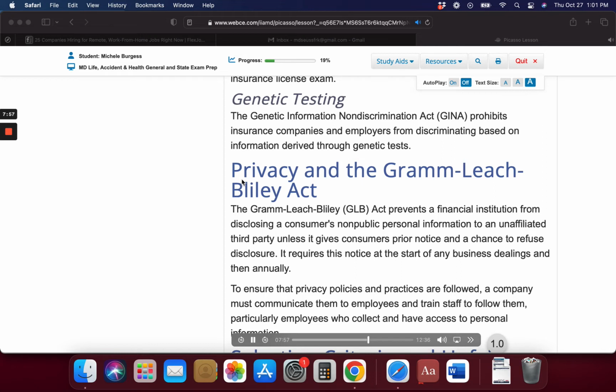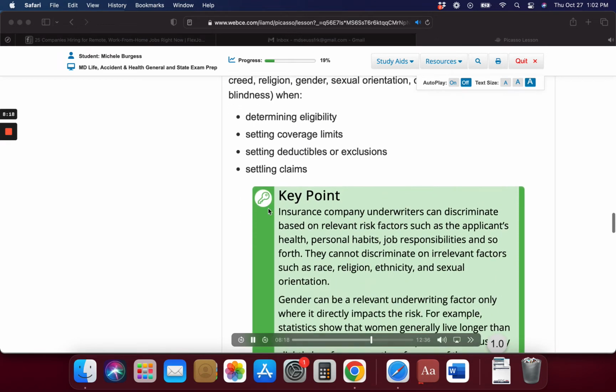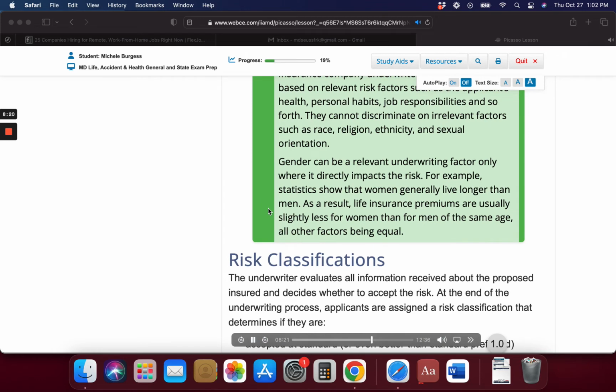Key point: insurance company underwriters can discriminate based on relevant risk factors such as the applicant's health, personal habits, job responsibilities, and so forth. They cannot discriminate on irrelevant factors such as race, religion, ethnicity, and sexual orientation. Gender can be a relevant underwriting factor only where it directly impacts the risk. For example, statistics show that women generally live longer than men. As a result, life insurance premiums are usually slightly less for women than for men of the same age, all other factors being equal.